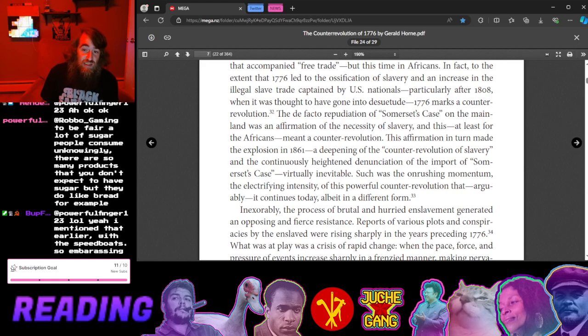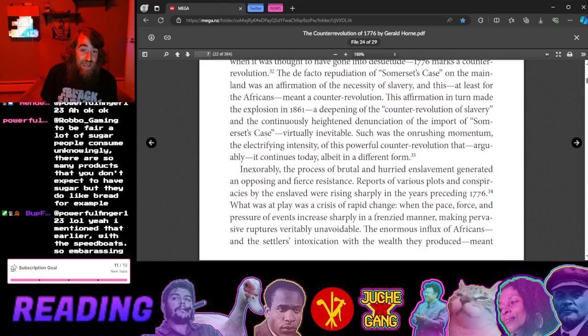The affirmation in turn made the explosion in 1861 a deepening of the counter-revolution of slavery, and the continuously heightened denunciation of the import of Somerset's case virtually inevitable. Such was the onrushing momentum, the electrifying intensity of this powerful counter-revolution that, arguably, it continues today, albeit in a different form.